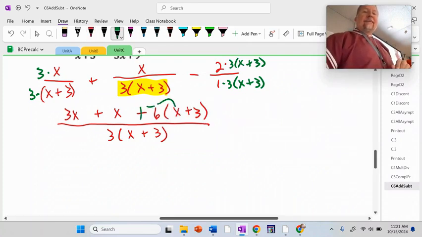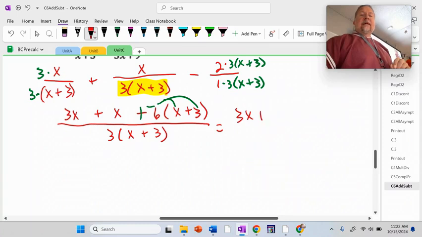Okay, then you have to distribute. All right, then I better slow this down. 3x plus x, I go a lot faster, minus 6x minus 18.